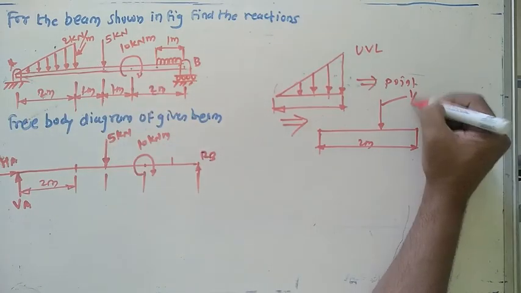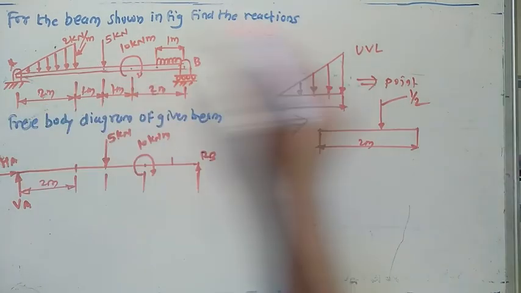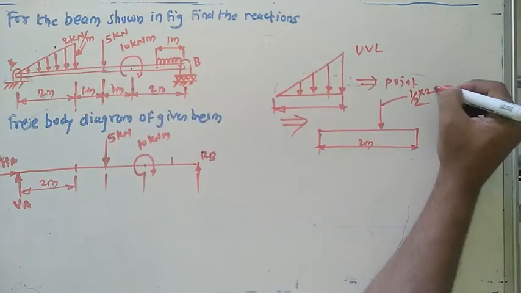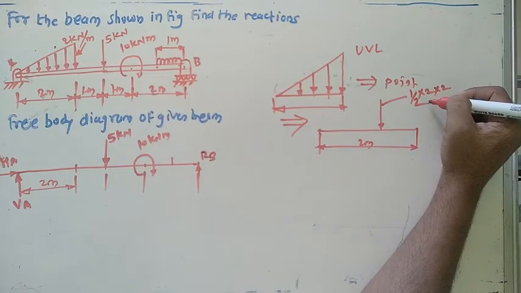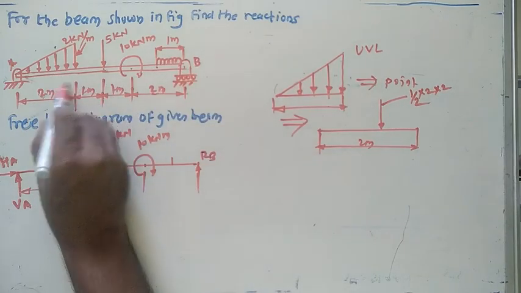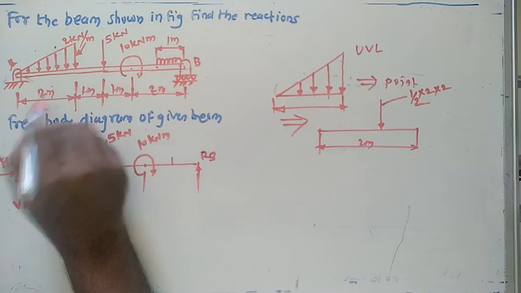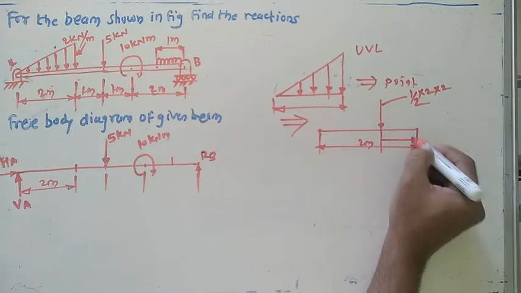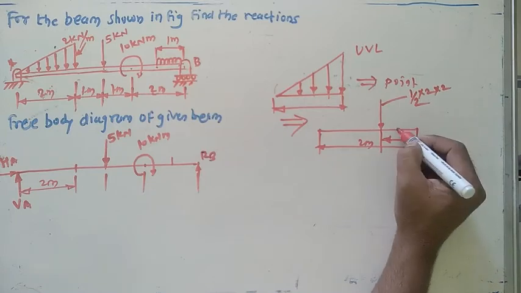What's the area for the triangle? 1/2 base length, which is 2 meter, times the intensity of the load, 2 kilonewton per meter. Okay? So this is nothing but the point load. Here is the location of that point load, at a distance of L by 3 from the front end. Okay, already we have seen that part. Distance must be L by 3. L by 3 means here.